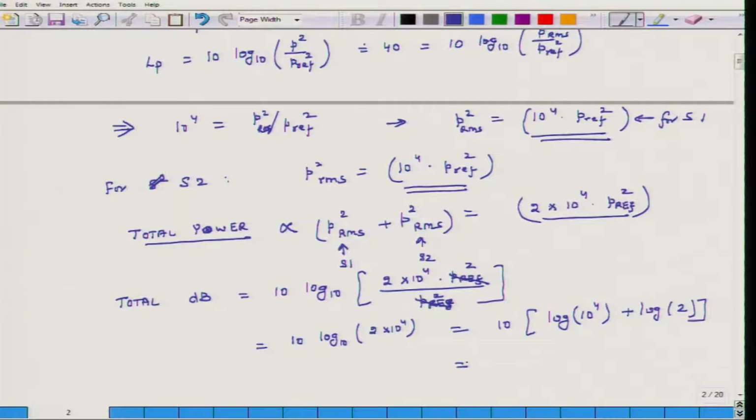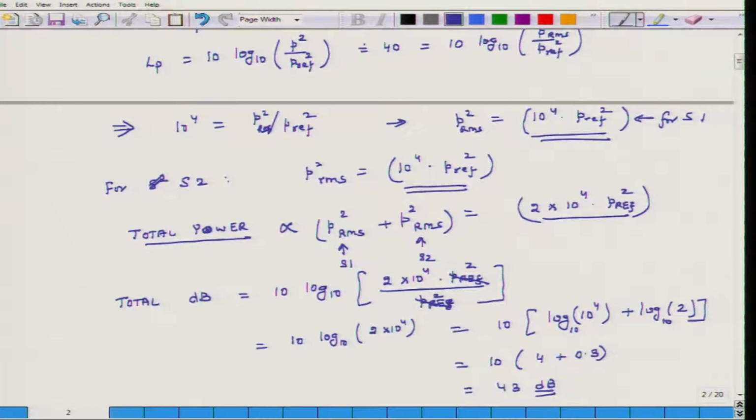So, this comes to be, so this is all base 10. So, this is 10 times 4 plus 0.3, log of 2 is about 0.3. So, that equals 43 decibels.